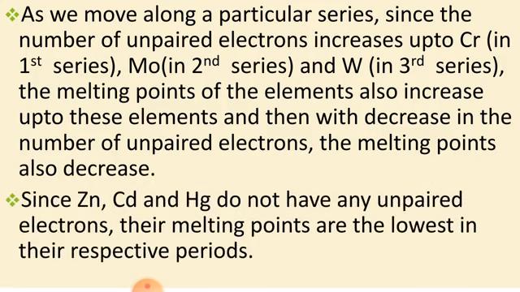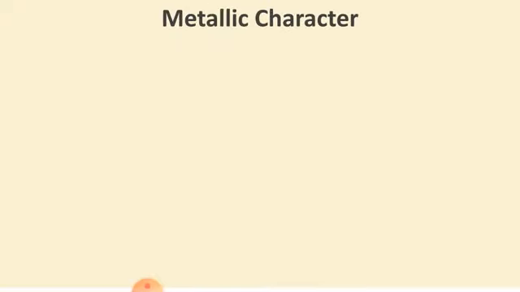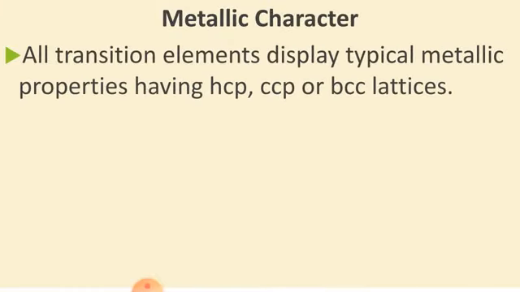Now students, since zinc, cadmium and mercury do not have any unpaired electrons in d orbitals, they have less metallic bonding, and hence their melting points are also lowest in their respective periods. Here the metallic bonding is so weak in mercury that it belongs to the liquid state. Zinc is also a volatile metal. Cadmium is also a volatile metal. This is also due to less metallic bonding.